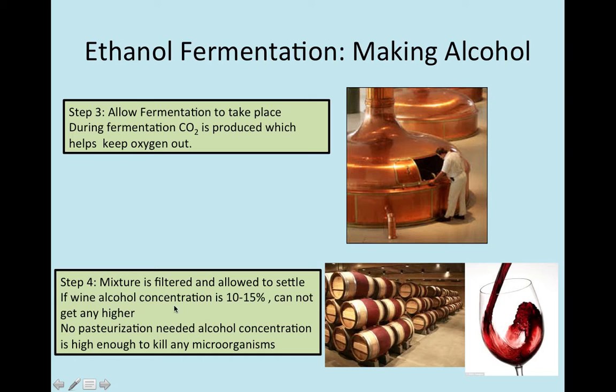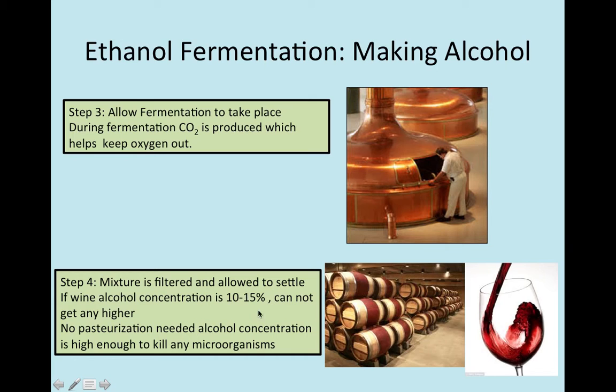If wine alcohol concentration is 10 to 15%, it cannot get any higher. The reason is that, if you remember, alcohol is a poison. So as yeast make all of this ethanol, it gets to a higher percentage inside this vat. So this vat's going to get 2%, then 3%, then 4%. Well, at 10 to 15%, it becomes so poisonous that all the yeast die.